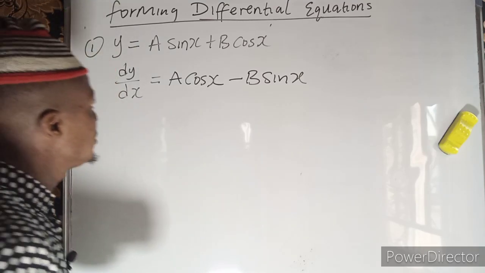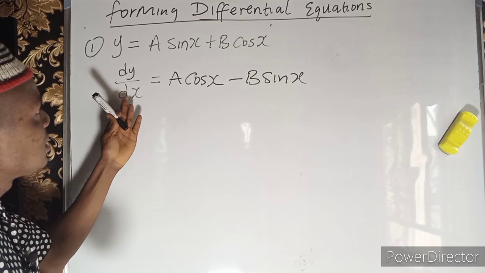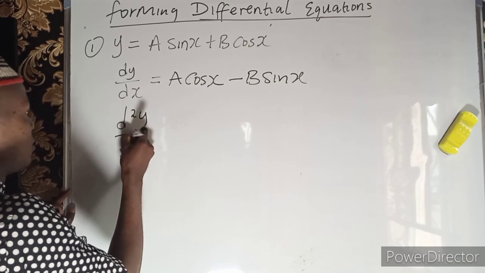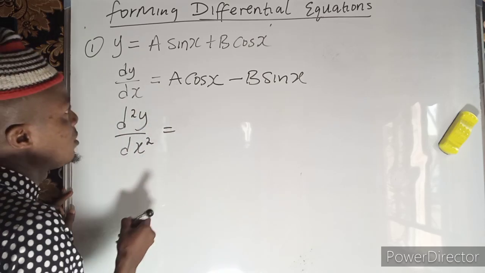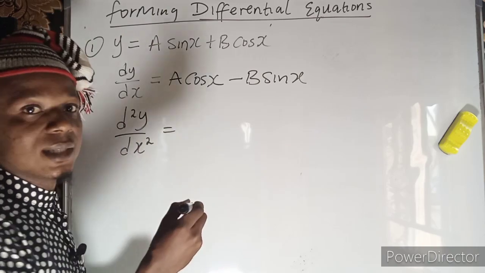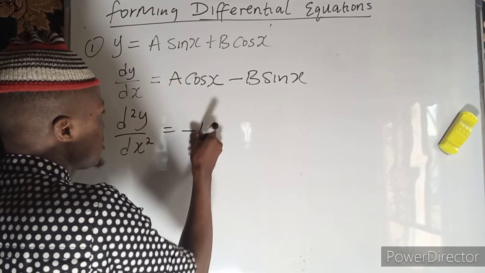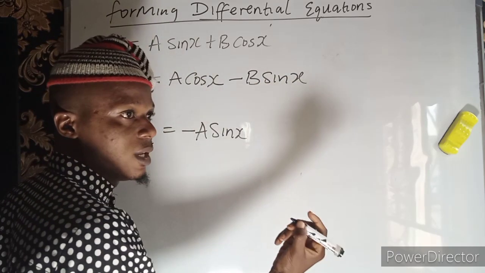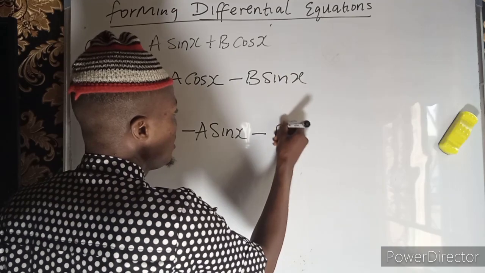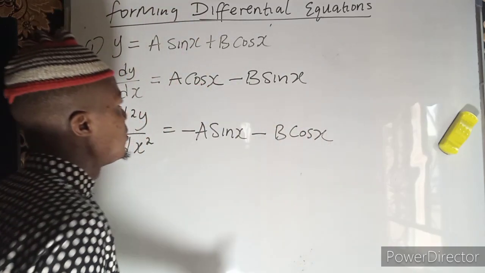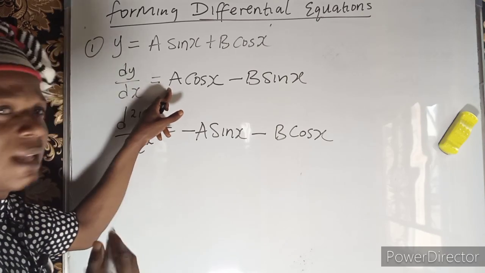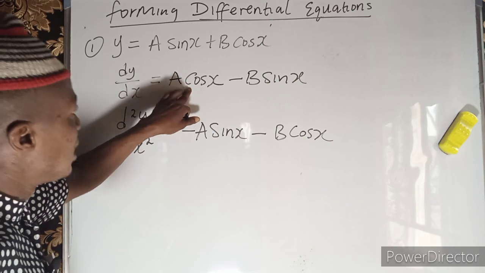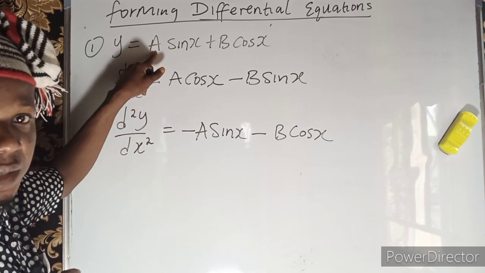Now if I am to take a second derivative of this given function, that is d squared y over dx squared, let's see what it will give us. If I differentiate cos x, I will get minus sine x, so I'll have it as minus a sine x. If I differentiate sine x, it will give me cos x, so this is still minus b cos x. You can see that at the first derivative, we couldn't get something that is meaningful because there is no relationship that exists between this given derivative here and the original question given to us.